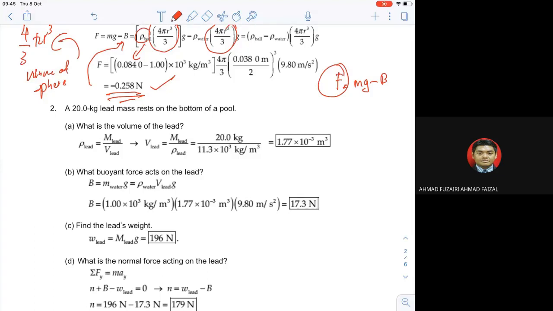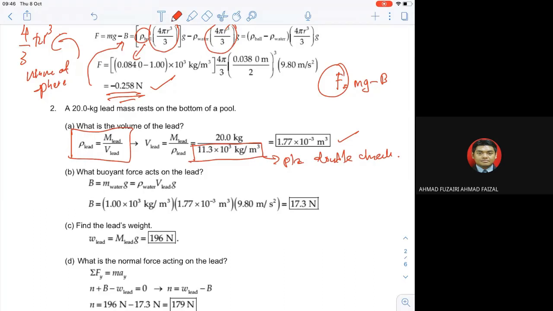What is the volume of the lead? Okay, so using that density. Ni kena refer lah, refer buku, sebab kita nak cari dia punya density of the lead kan. Density of the lead saya tak ada, tapi kita tengok nilai ni betul ke tak. Awak boleh check lah. Please double check your books. Okay, 11.3 10 power of 3 kilogram per meter cube. Okay, so in the end kita dapat 1.77 10 power of negative 3 meter cube.